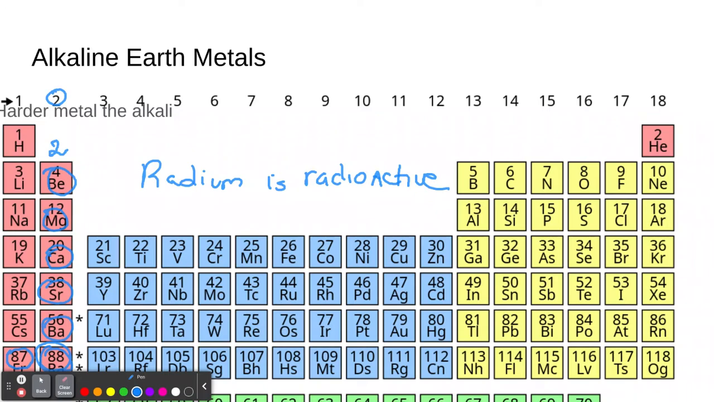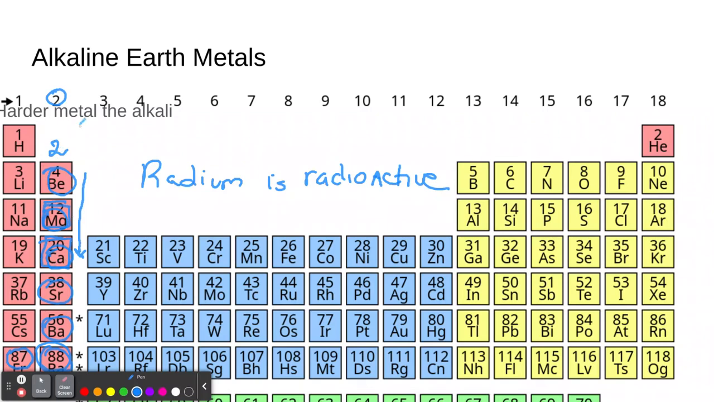And it is also one of the most reactive of the alkaline earth metals. Just like the alkalis, as you go down, here's our arrow going down, they become more reactive. So the alkaline earth metals are the second most reactive metals on the periodic table, like I said before. Which one would be more reactive? Calcium over here, or would it be magnesium? What do you think? It would be calcium because it's down, right? It's in a different row.